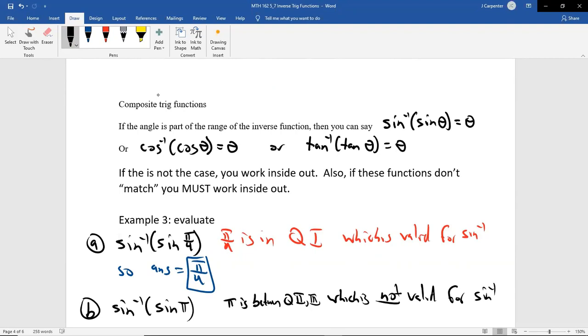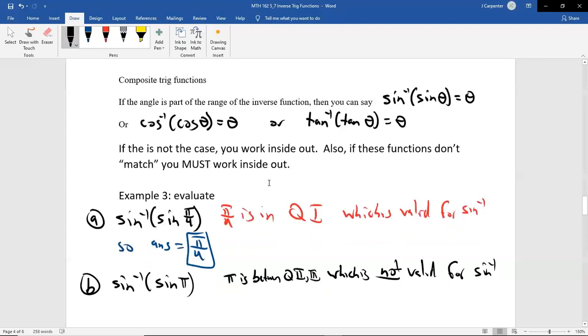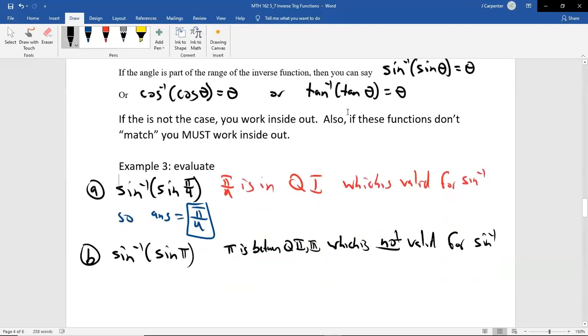I'm sorry, I was about to say something wrong. This would be valid for inverse cosine. We can go from 0 to pi for inverse cosine, but we go between negative pi over 2 to pi over 2 for inverse sine. So if I switch these sines to cosines, the answer would be pi. But it's not. They're sines. We're not in that valid window, which means we have to work inside out.